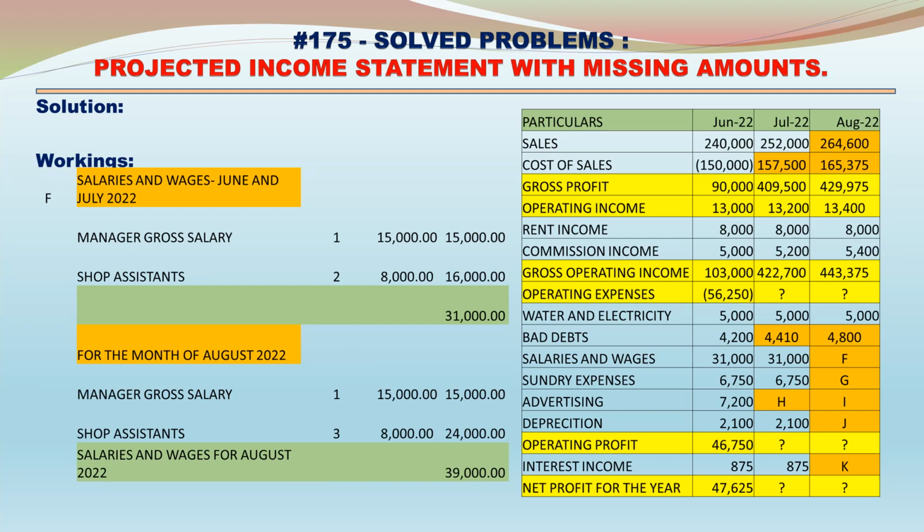Missing figure at F. Salaries and wages for July and August. Manager salary 15,000. Shop assistants, 2 assistants at 8,000 each, 16,000. Total salaries for the month of July 31,000. For the month of August, manager salary 15,000. Shop assistants, 3 assistants at 24,000. Total salaries 24 plus 15, 39,000 for the month of August. Let us put 39,000 against the salaries and wages in the August column.